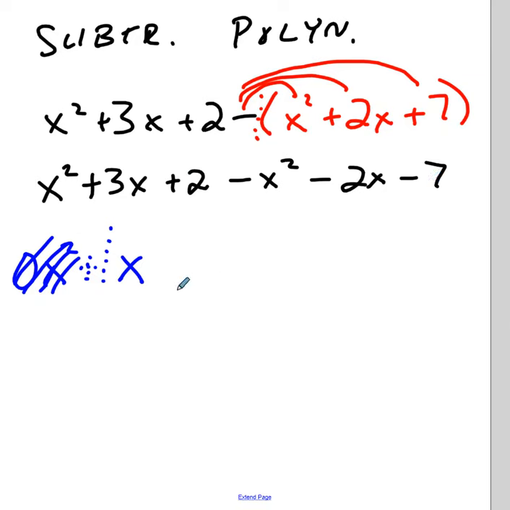Positive 2 and negative 7, minus 5. And there's our answer to x squared plus 3x plus 2 minus all of this polynomial. Combining like terms, there's our answer. We combine like terms after we get rid of that minus parentheses.